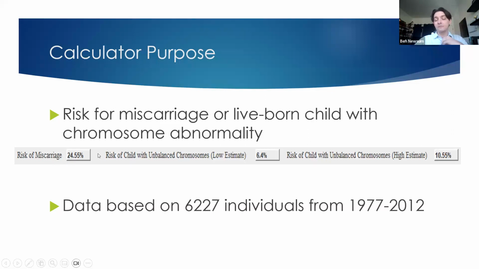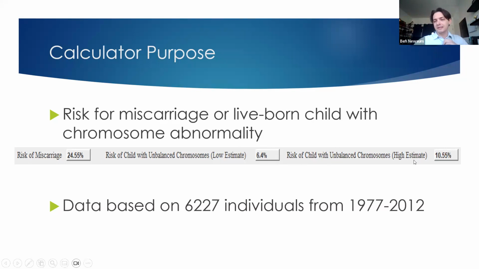It'll give you a risk for miscarriage based on the translocation itself, but also just the general risk of miscarriage, as well as age-related risk. Then the risk to have a child with an unbalanced translocation. So just having a child who has a chromosome disorder, essentially that's specifically related to the parental balanced translocation.